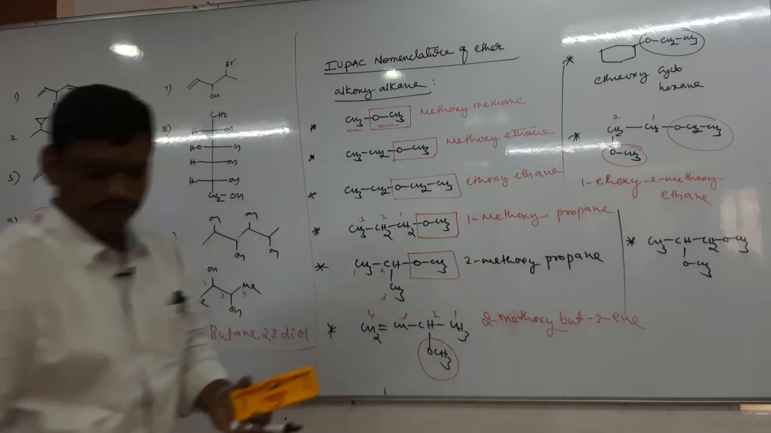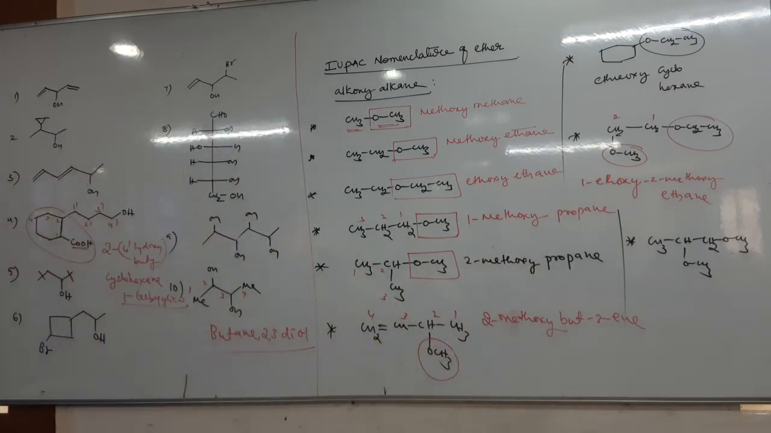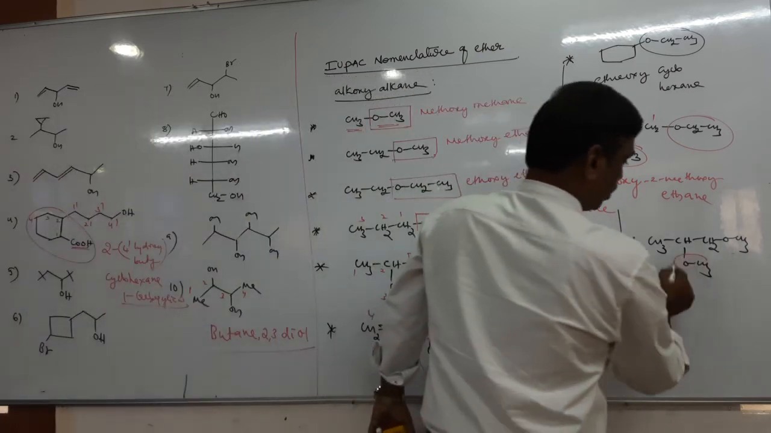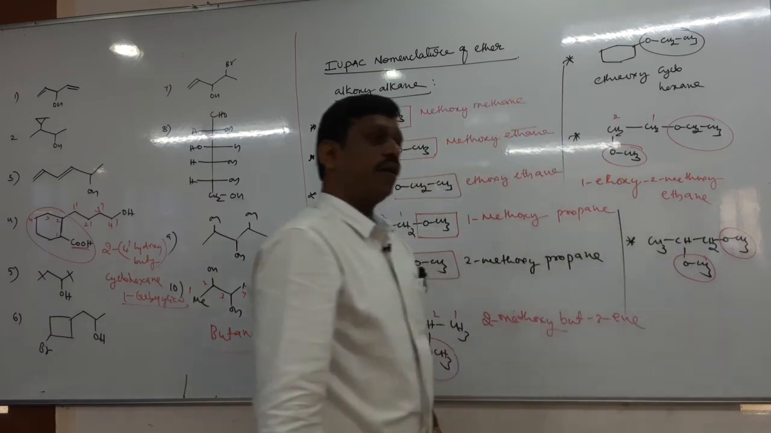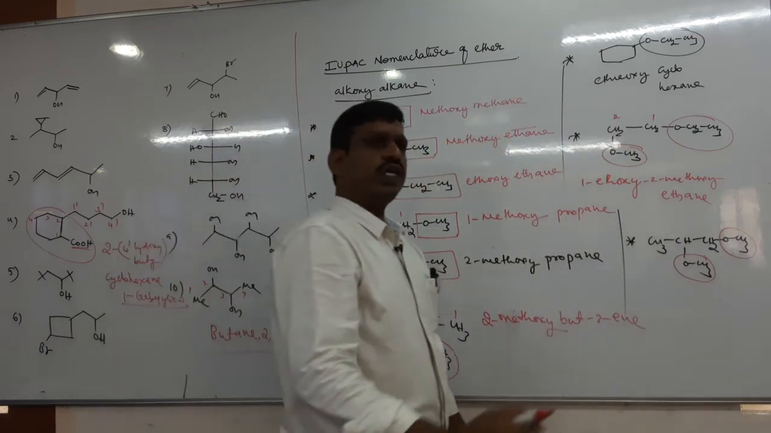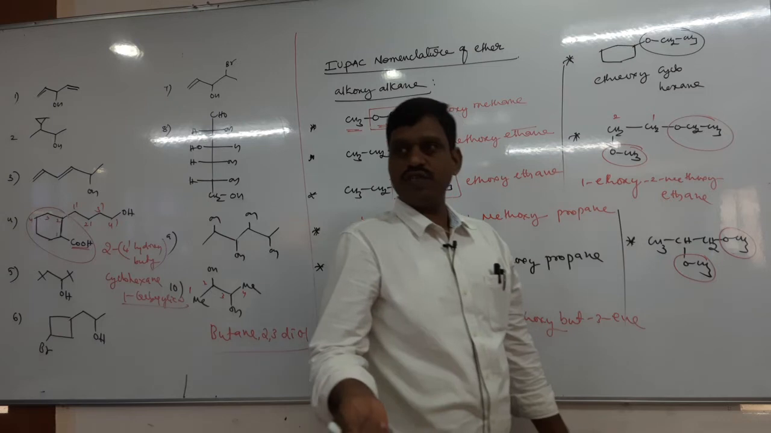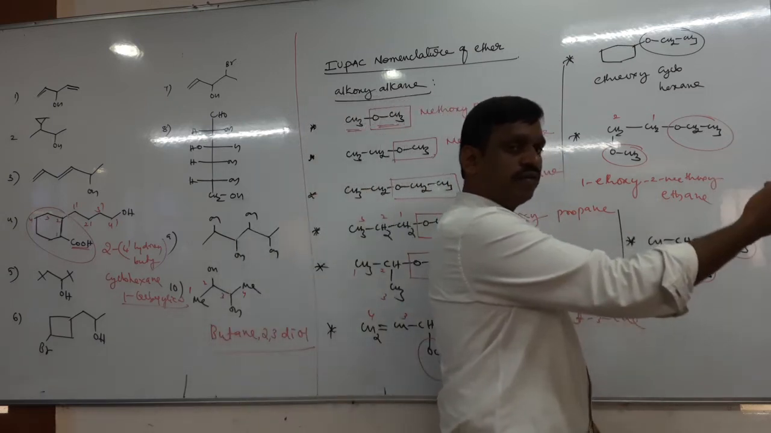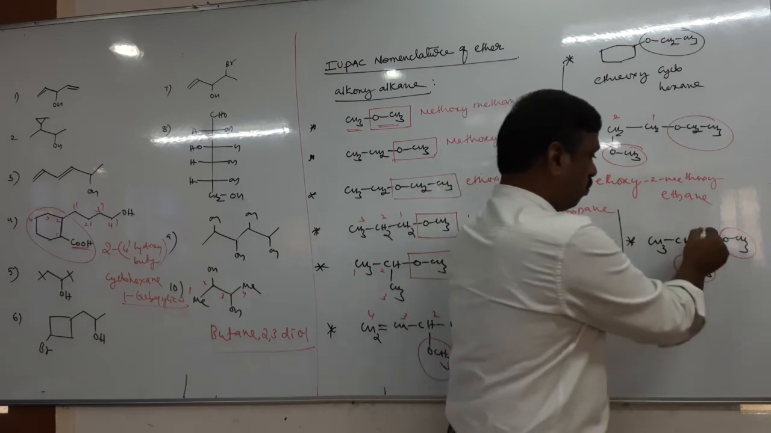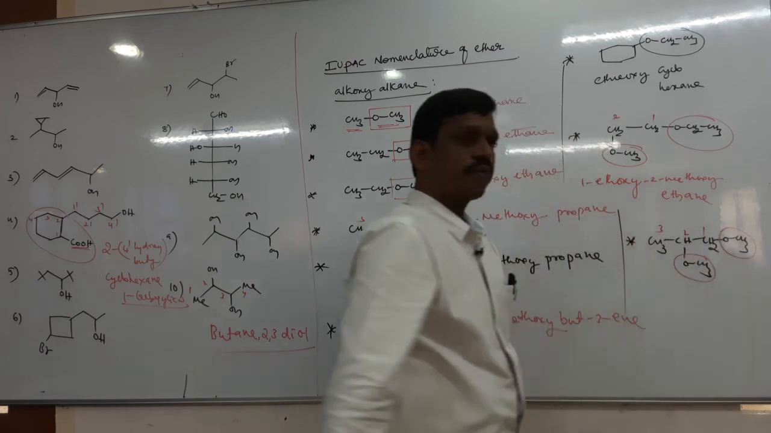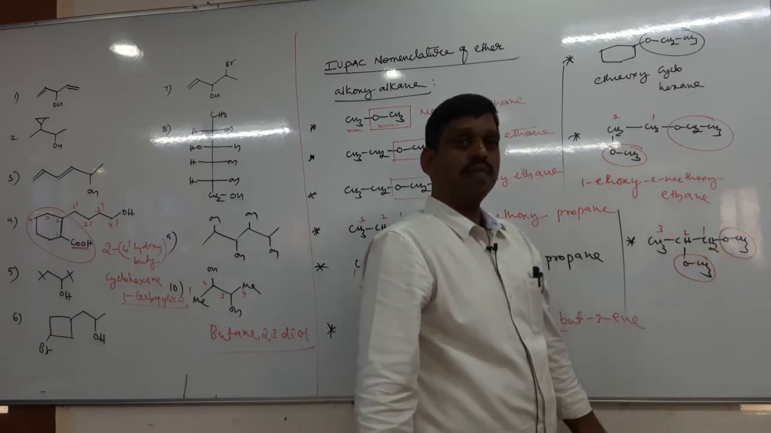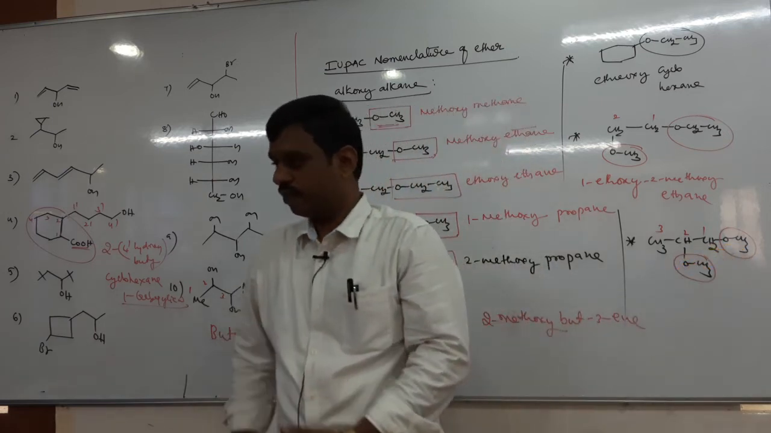Next. Tell me, if there are 2 methoxy groups present on the parent chain. So here for methoxy numbering, again the lowest sum rule. It is the general rule, lowest sum. So from right to left or left to right? Right to left. 1, 2, 3. So therefore 1, 2 dimethoxy propane. Right?